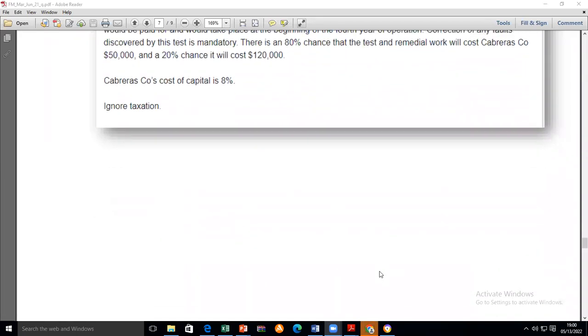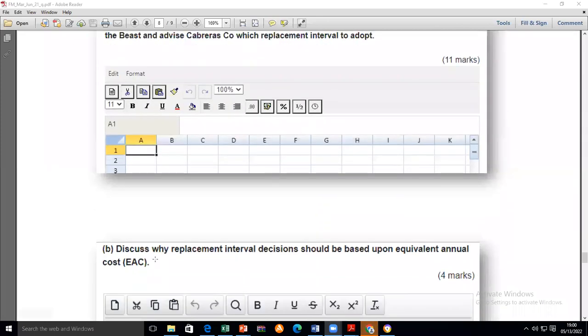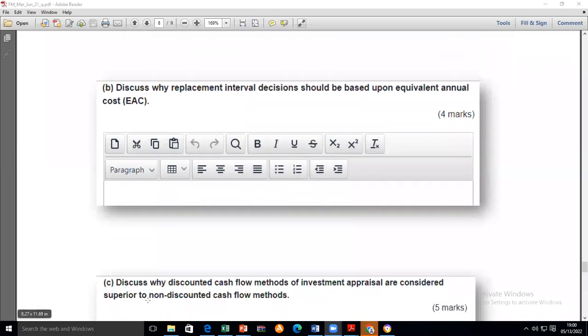The question requirements. Calculate the equivalent annual cost of the 3-year and 4-year replacement intervals for the BEAST and advise C which replacement interval to adopt. So that's something that we've looked at before. Discuss why replacement interval decision should be based upon equivalent annual cost method. Discuss why discounted cash flow methods of investment appraisal are considered superior to non-discounted cash flow methods.